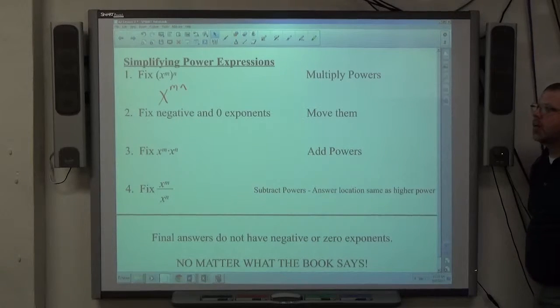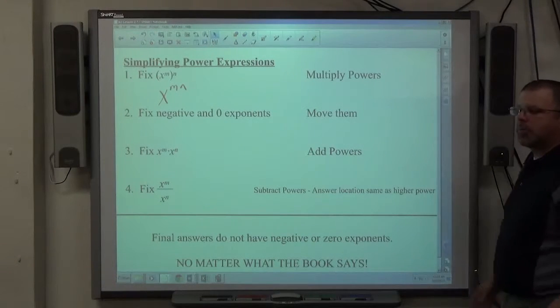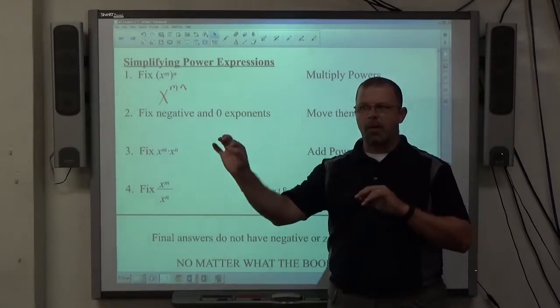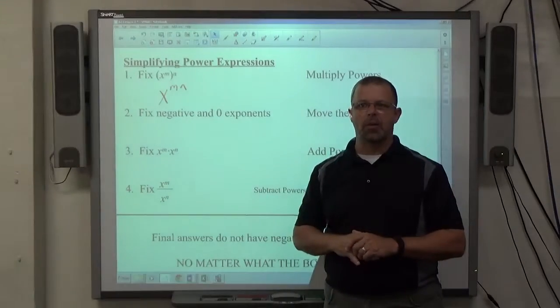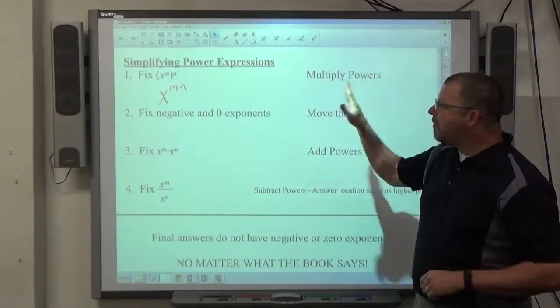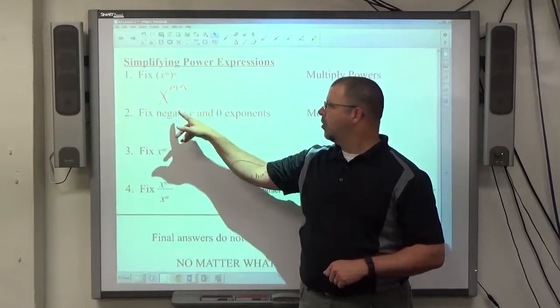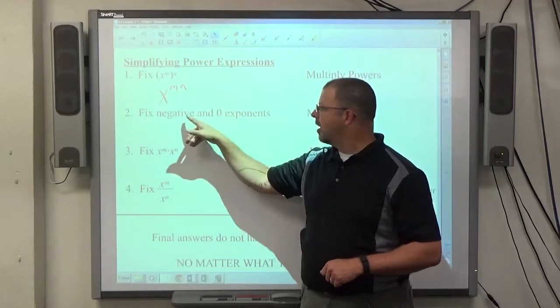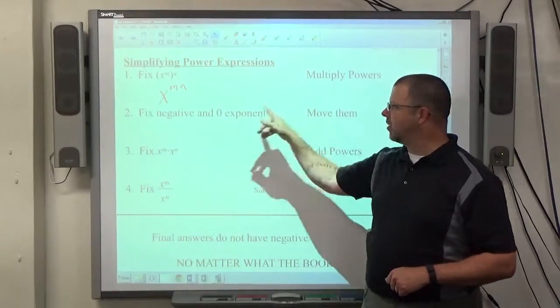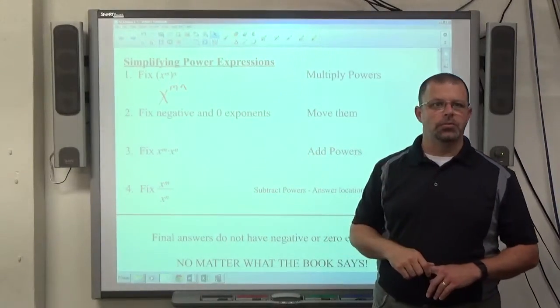All right, so that's how you deal with a power to a power situation. Whatever the base is still the base. The power inside times the power outside is the new power. All right, after you deal with the parentheses issue, after that point, you deal with any negative or zero powers. Negative powers get moved, zero powers get thrown out.